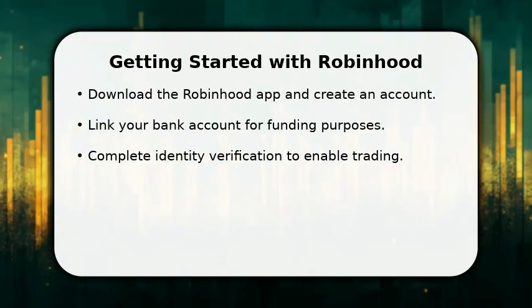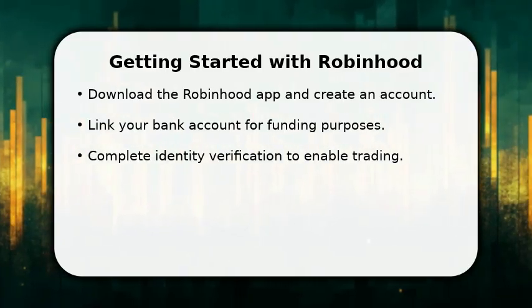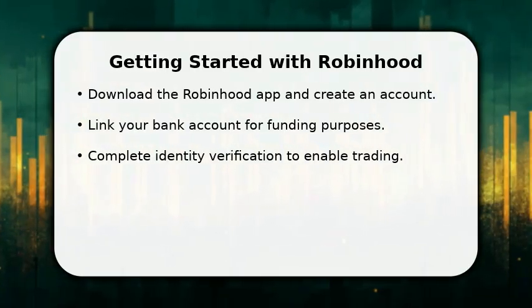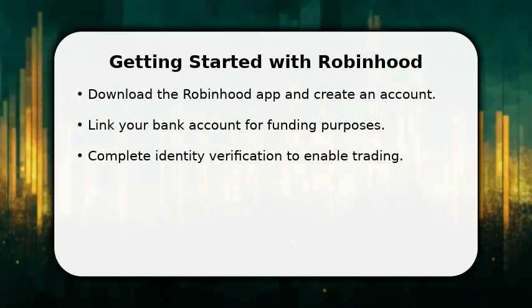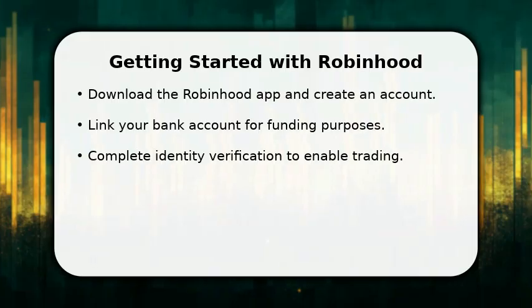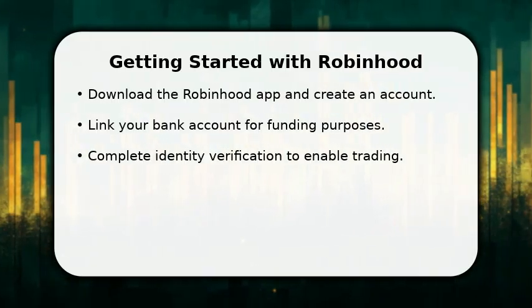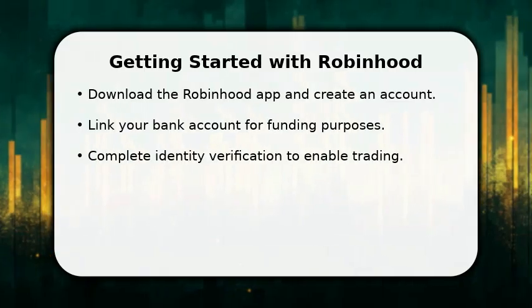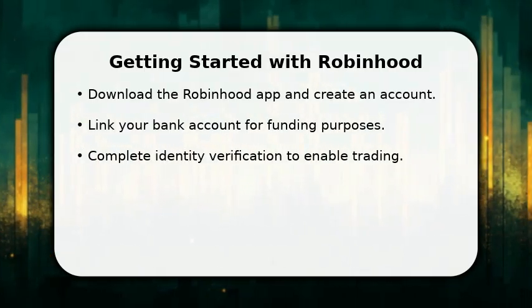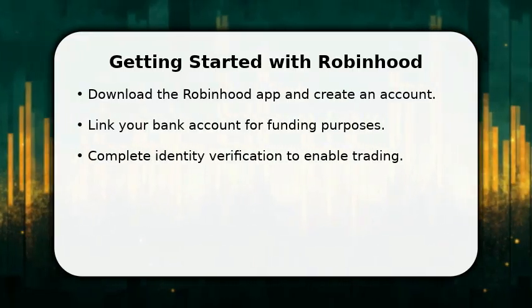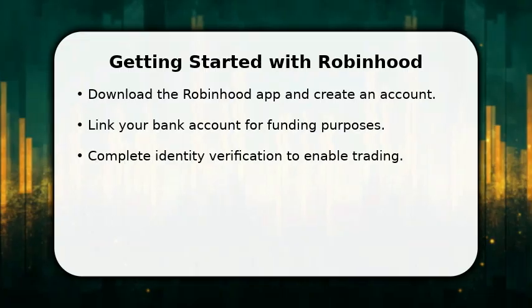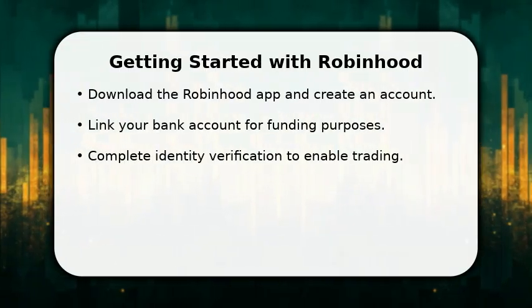In this video, I will explain how to buy on the Robinhood app. First, download the Robinhood app from your app store and create a new account. You'll need to link your bank account to fund your investments. Make sure to complete the identity verification process, which is essential for enabling all trading features and ensuring your account is fully operational. This initial setup is quick and straightforward.